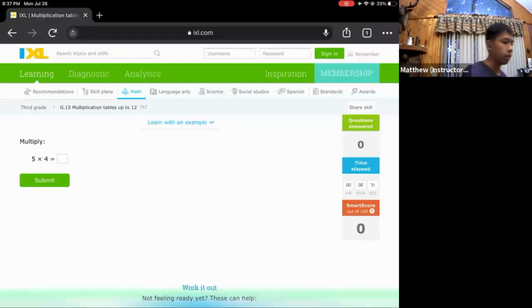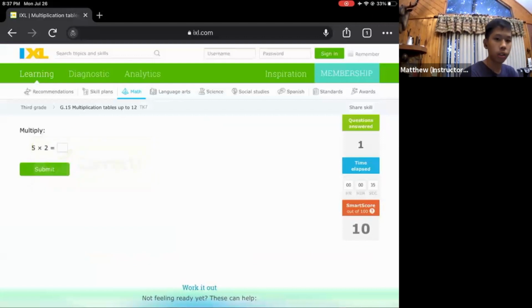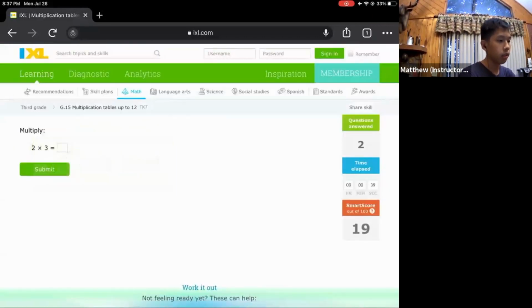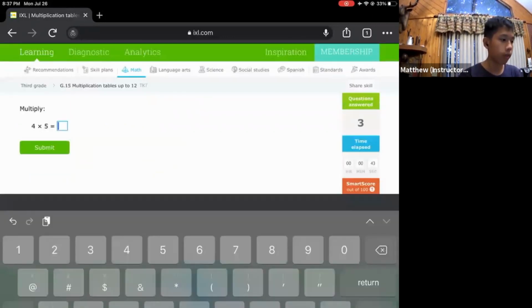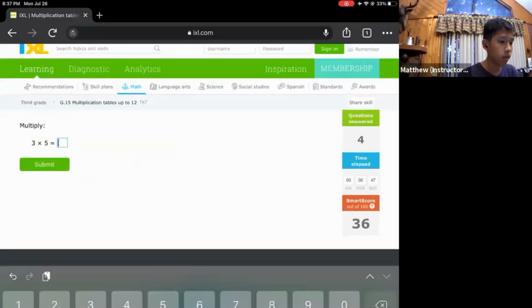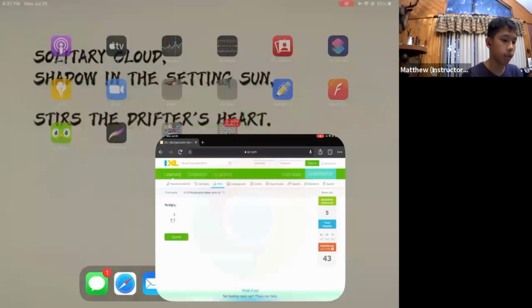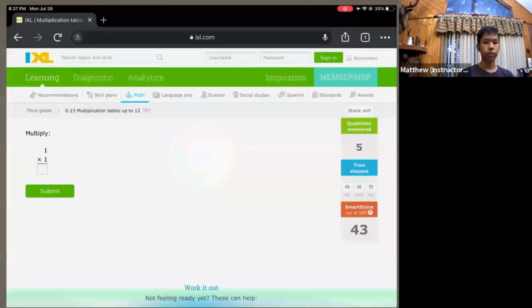Then speed. 5 times 4, 20. What else? 5 times 2 is 10. 2 times 3 is 6. 4 times 5 is 20. 3 times 5 is 15. Oh, let me see what there is before. Wait, so what else is that?